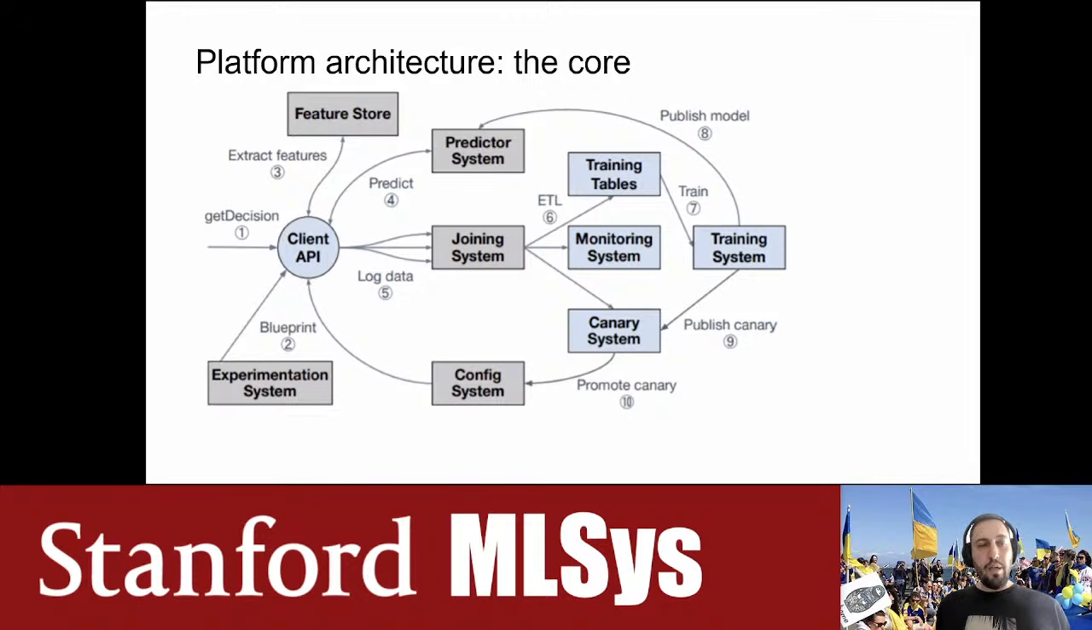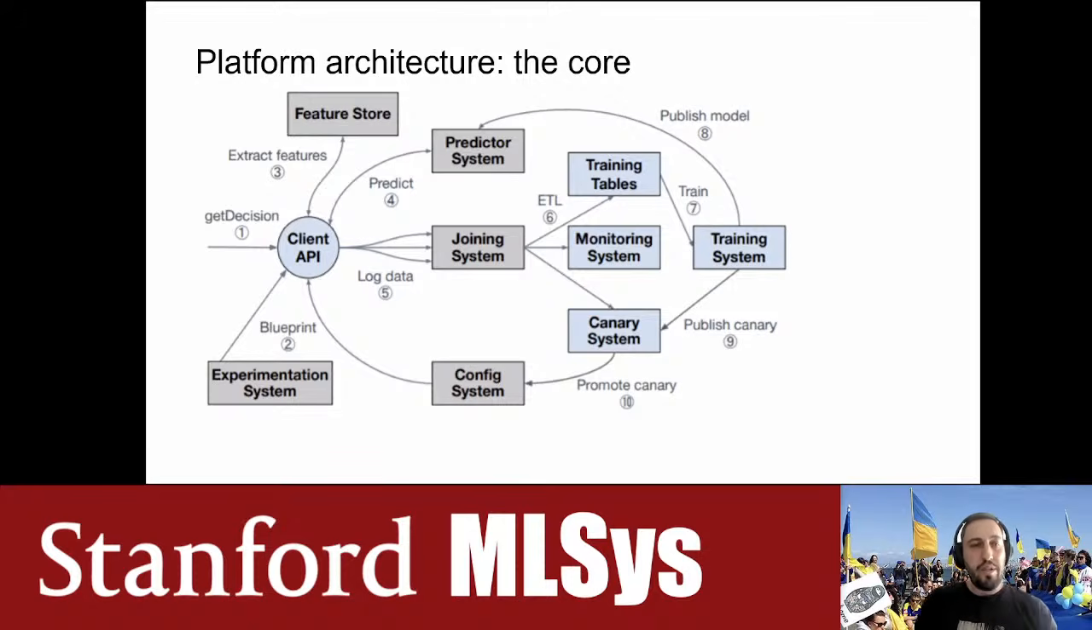And then inputs are combined, and the combined data rows are sent for training. So that's the arrow number 6, and the ML model is trained. That's arrow number 7.